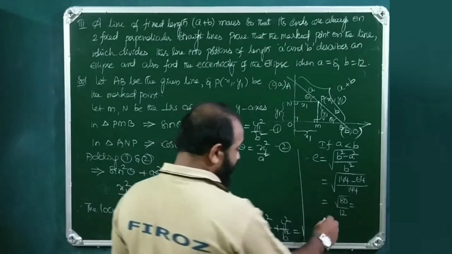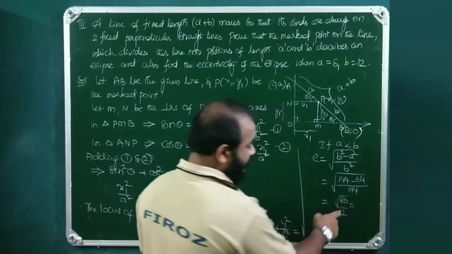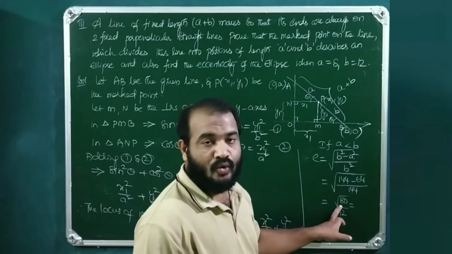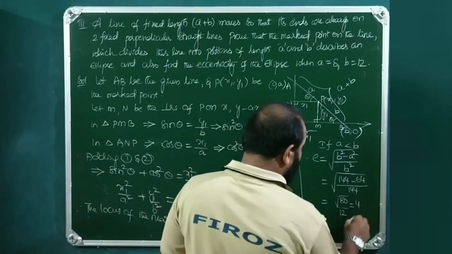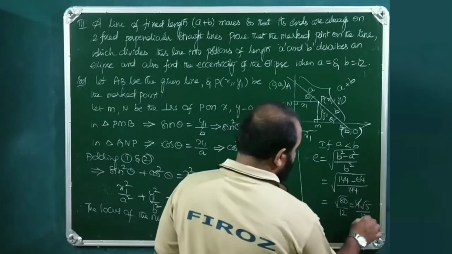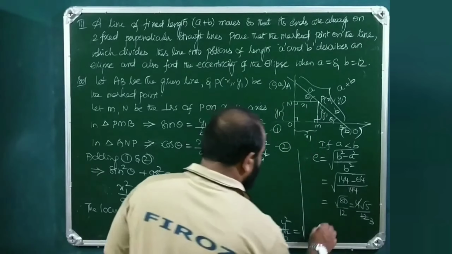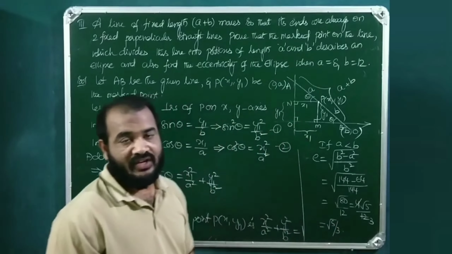So this can be written as 16 fives, 16 fives root 80. So root 16 into root 5. Root 16 is 4. 4 root 5 by 12. So 4 threes are 12. So root 5 by 3 is the eccentricity.